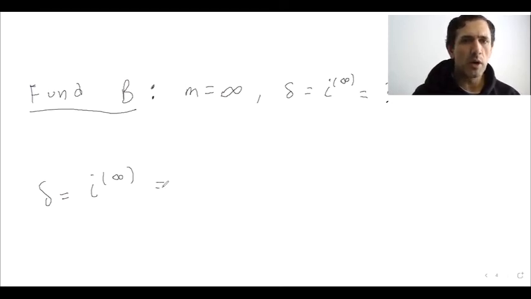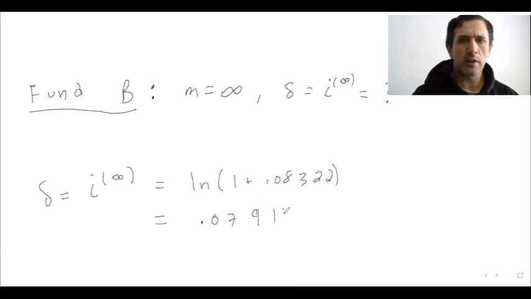Anyway, the formula here is ln of 1 plus I, and I is 0.08322. And you plug this into a calculator to get 0.07994.